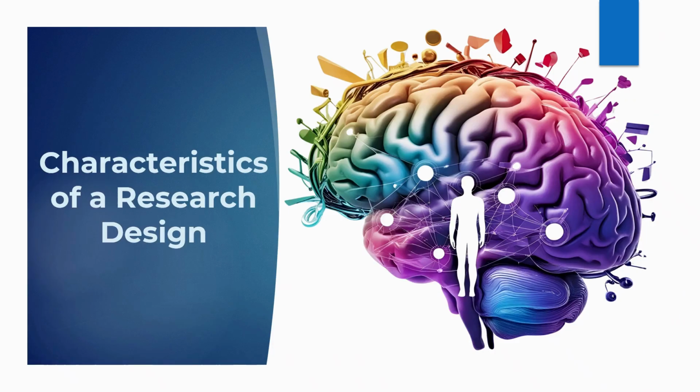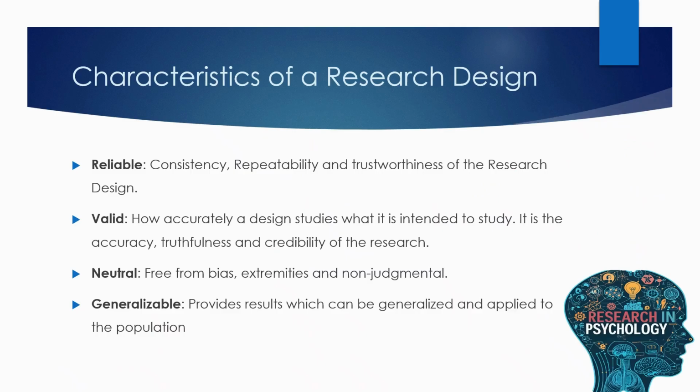Next, we have characteristics of a research design. So these characteristics, these terms we have already discussed in previous videos, but yeah, let's revise here also. Reliable. This is the first characteristic of a research design. Reliability means consistency, repeatability, and trustworthiness of the research design. So you might do a particular study today, and if you repeat this study after 5 years, it should give you consistent results. All right, you should be able to repeat it. This shows that you can trust the research design.